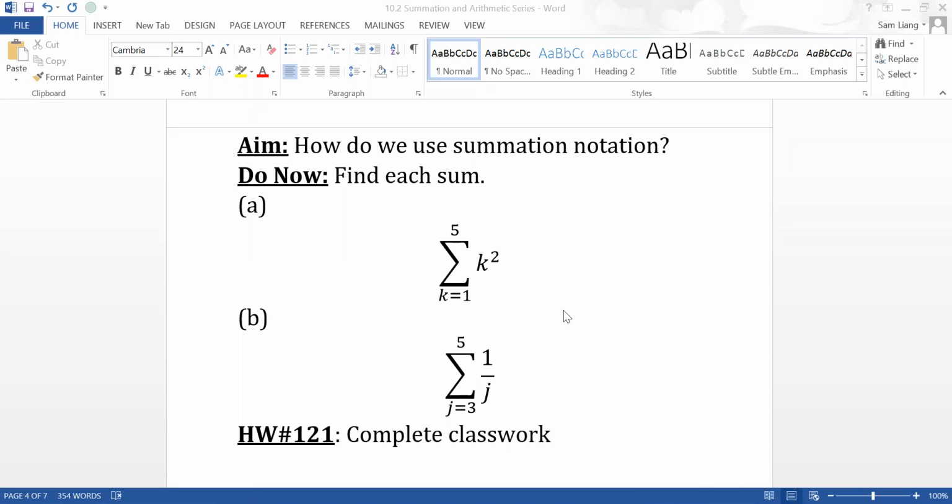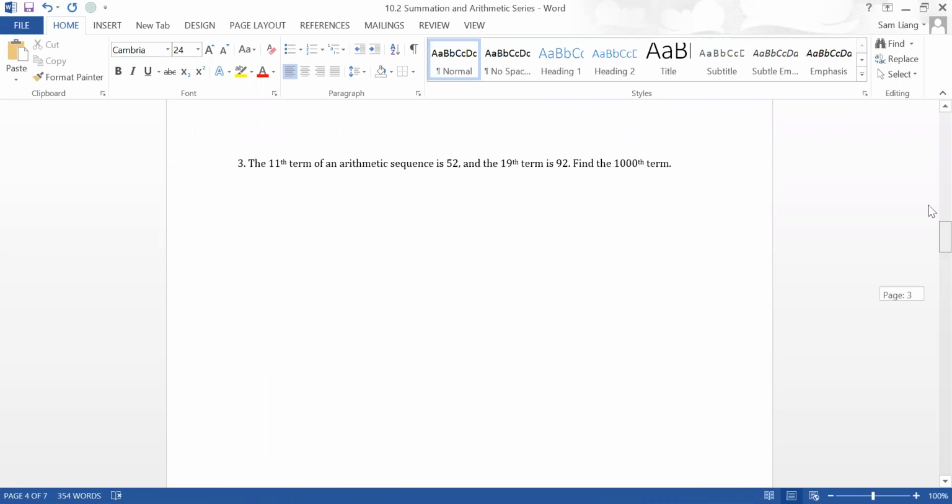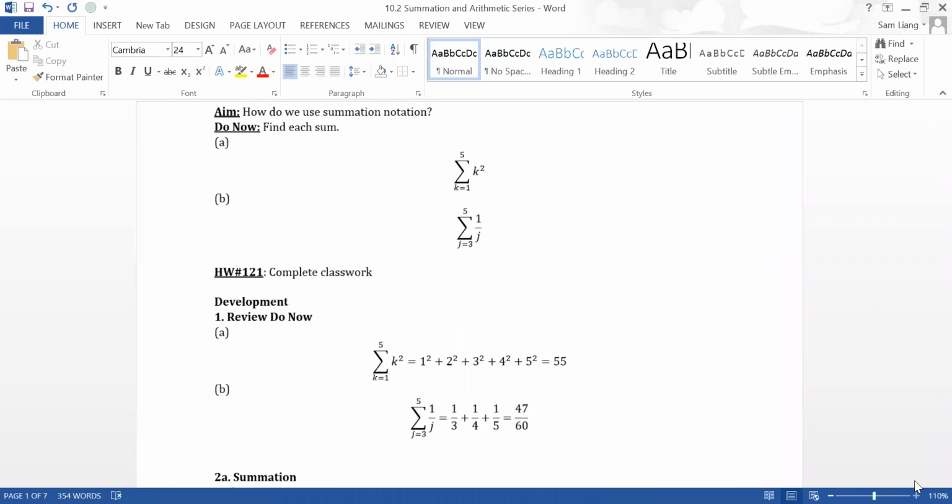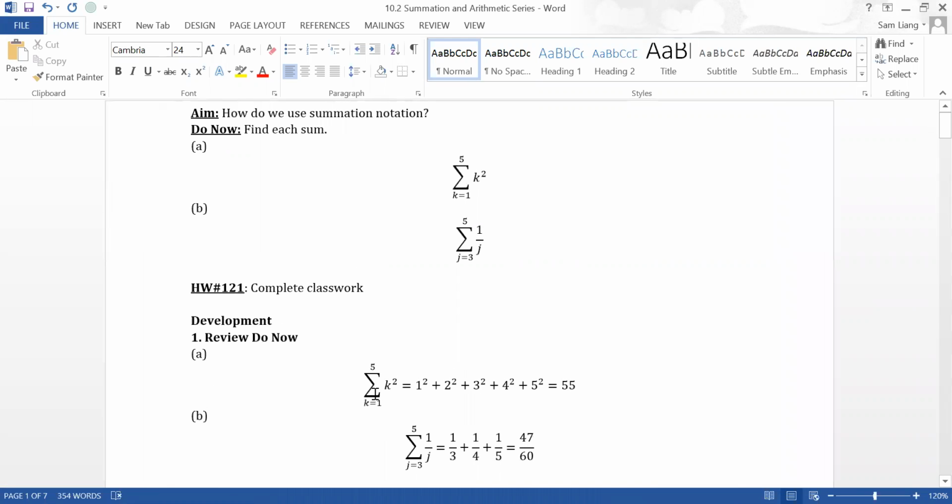Okay, I'm going to scroll up for the solution. So for the first one, if you remember, we're going to plug in 1 to 5 into k squared and then add it together. So we have 1 squared plus 2 squared, then 3 squared, 4 squared plus 5 squared. Add those all together, we're going to get 55.